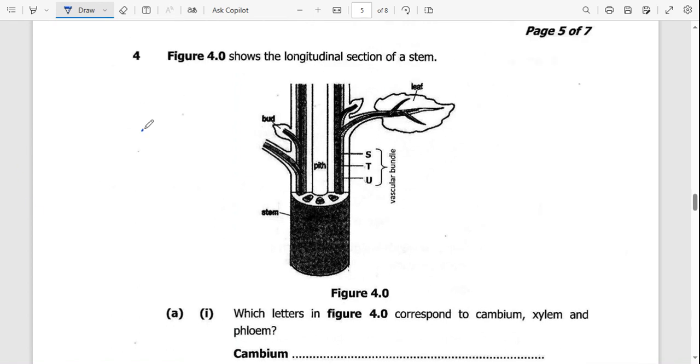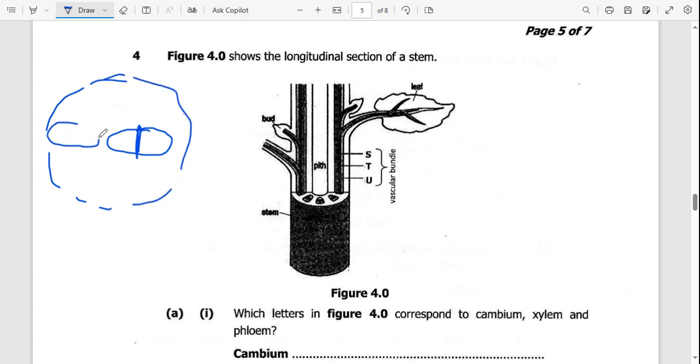So when you have got a structure like this, this is your plant. The xylem is this part that is inside. The phloem is this part that is outside. What divides the xylem from the phloem is the cambium. So T should be in the middle, that is the cambium. S is the one which is inside, that's the xylem, and then U is the phloem.